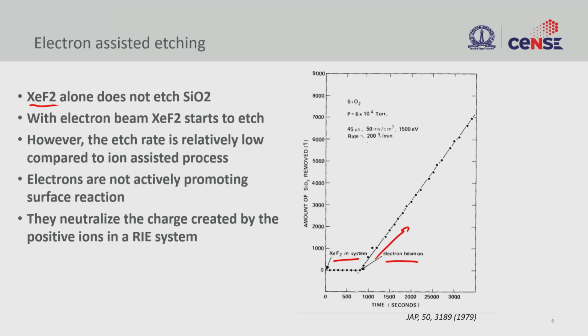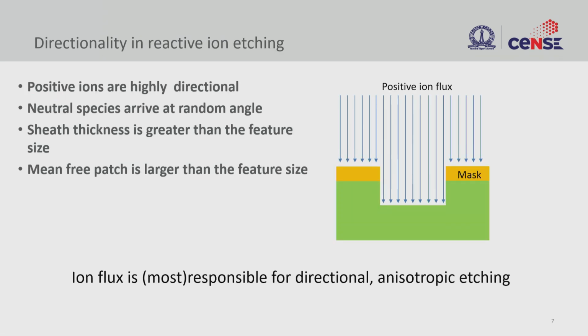Okay, so you're talking about 200 angstrom per minute for 1.5 kV of energy that is required to remove oxide. So electrons are not directly involved in the process of etching. What they are trying to do is participate in this and then create ions. So that is what they are good at. So they neutralize the charge created by the positive ions in the RIE system. So they are not actually participating in actively removing the material.